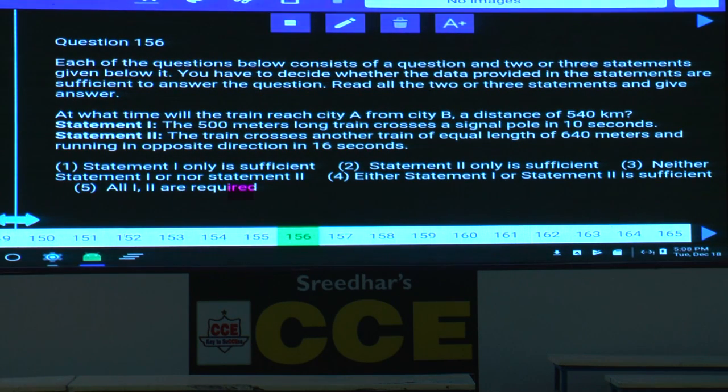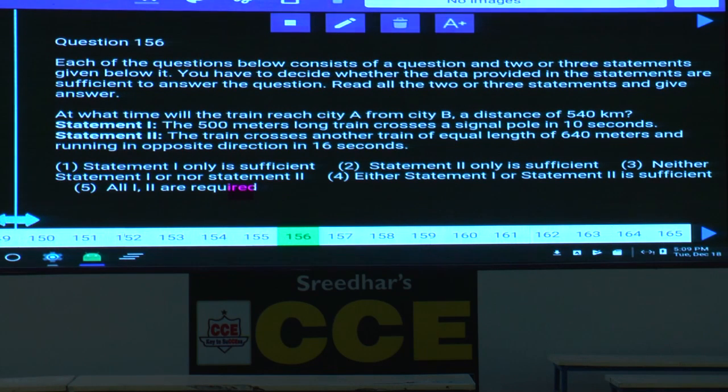Now at what time will the train reach city A from city B, a distance of 540 kilometers? See, you know the distance from A to B and you are asked to calculate time. So what is it that you need to know? Speed. If you know the speed of the train, you will get your answer. Come on, first one. A 500 meters long train crosses a signal pole in 10 seconds.